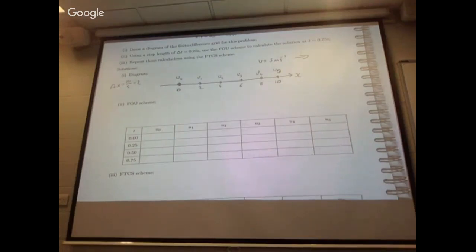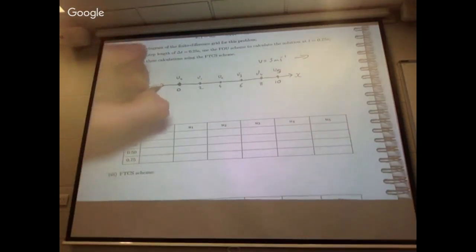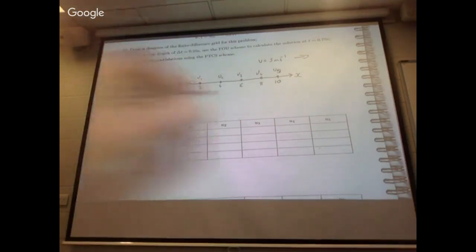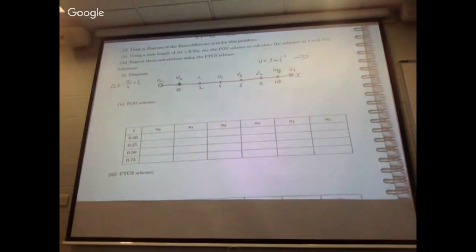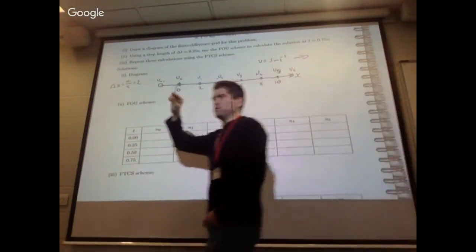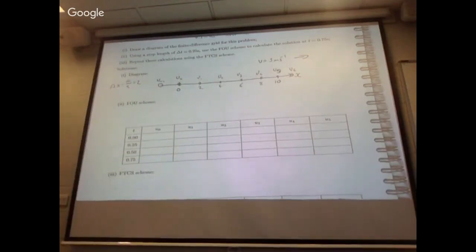We should also actually put in ghost nodes. So down here on the left, we have a ghost node, and somewhere up here on the right, we have another ghost node. We're only really interested in the solutions U0 to U5. The ghost nodes are just helping us with those boundary conditions.